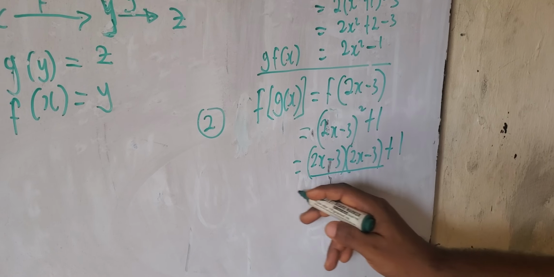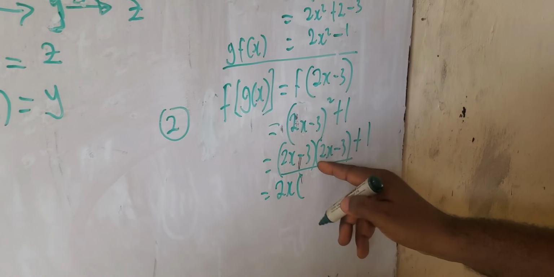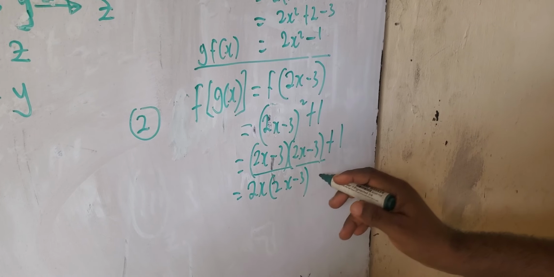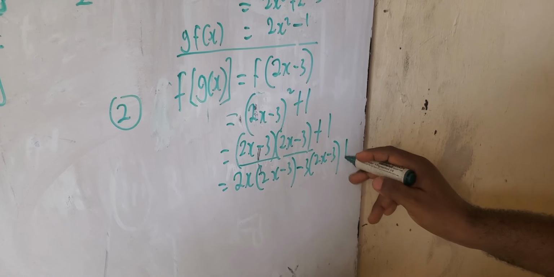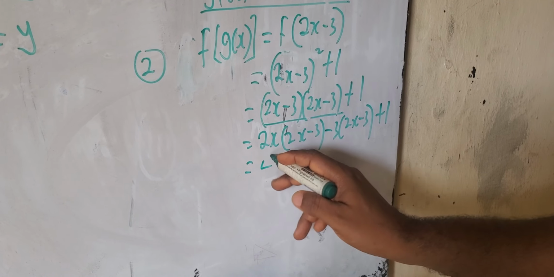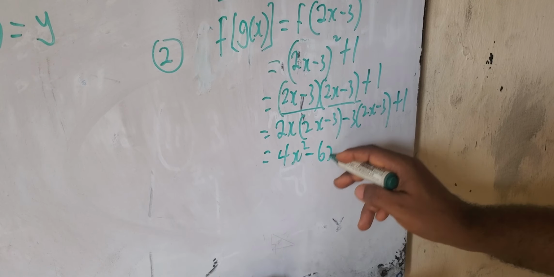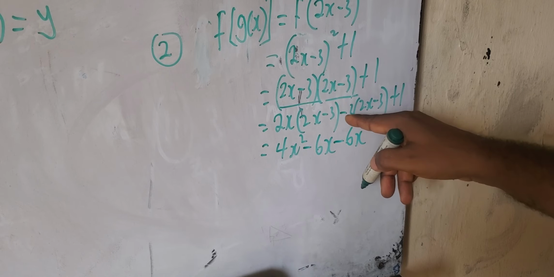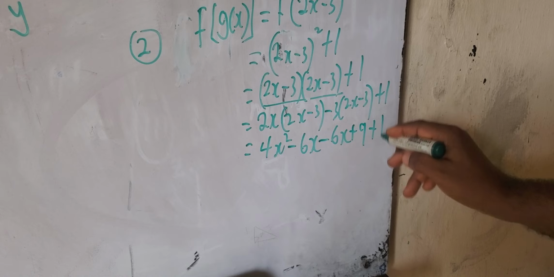Now, when we open this bracket, we use this to multiply everything. That is 2x to multiply the second bracket, 2x minus 3. Then we use this one to multiply the second bracket, minus 3 times (2x minus 3). Then plus this one here. So when we open the bracket, 2x times 2x will give us 4x squared. 2x times minus 3 will give us minus 6x. Minus 3 times 2x will give us minus 6x. Minus times minus gives plus. 3 times 3 gives us 9, then plus 1.